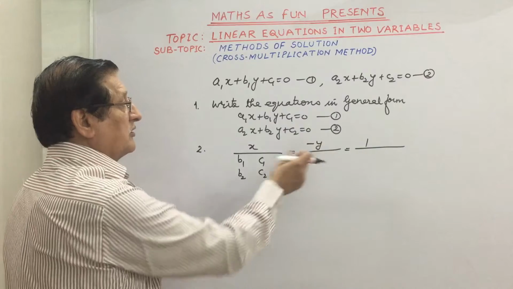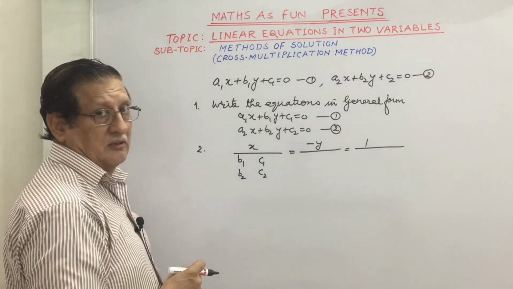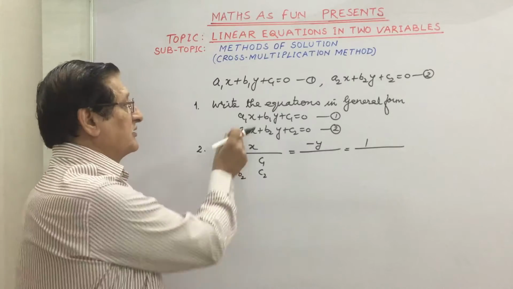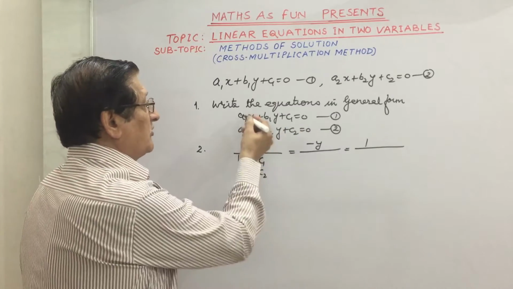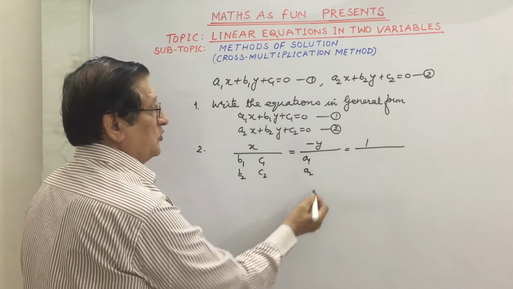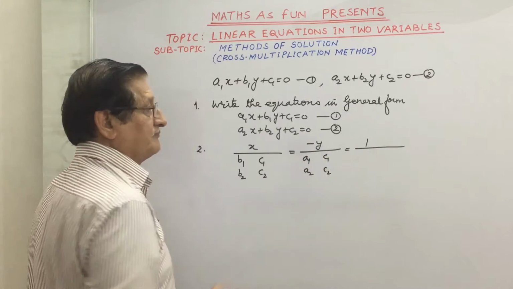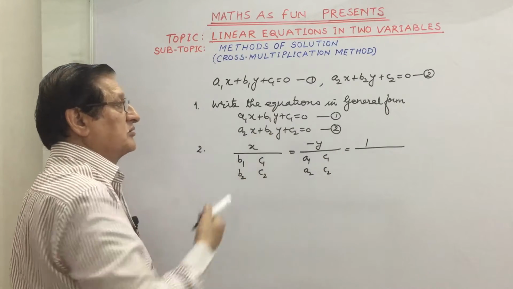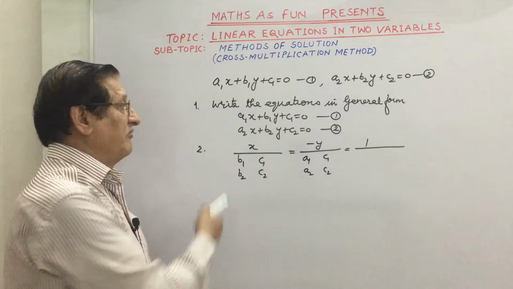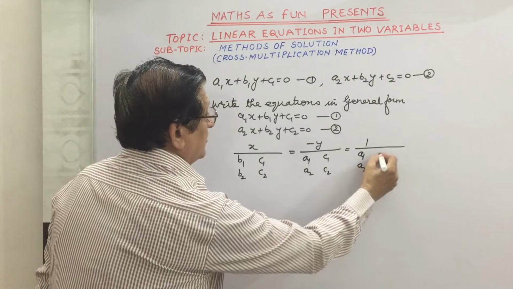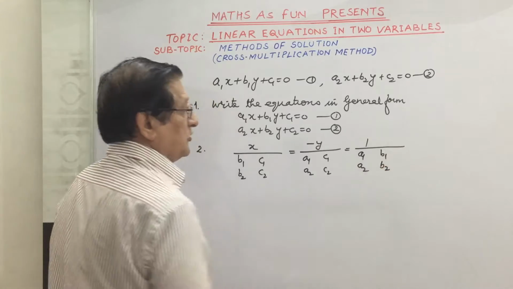When we go to the denominator of minus y, the same way we will leave the coefficients of y here and will write the other two columns, that is the coefficients of x and the constant term. This will be a1, a2 and c1, c2. And when we write below the constant, we will leave the constant terms and we will write the other two columns. They are a1, a2 and b1, b2.